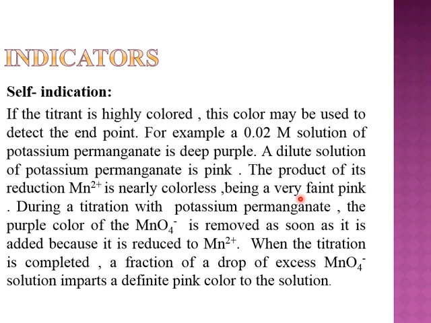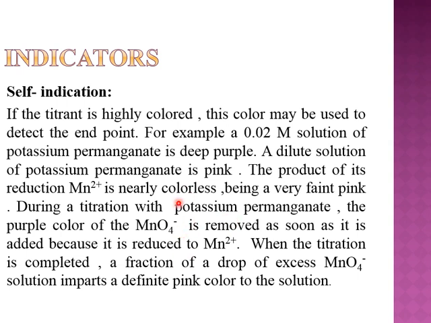So when we have a sample that is a reducing agent, potassium permanganate is the oxidizing agent. Potassium permanganate is reduced to Mn+2. So potassium permanganate reacts with the sample to produce Mn+2, which is colorless.